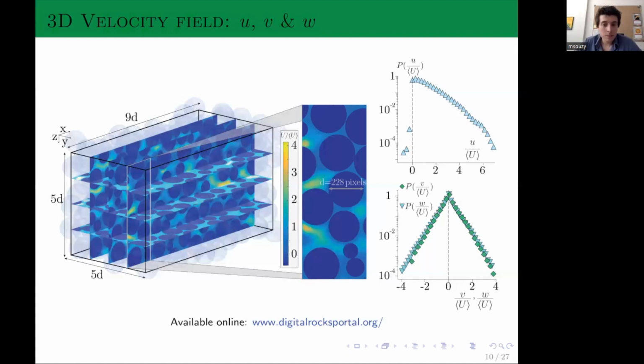And the spatial resolution that we get doing so is such that we have typically 228 pixels within one diameter of a grain. And on the right, as you can see, we get access to the whole velocity distribution, with U being the longitudinal component of the velocity, and in both transverse directions, you see that we have a symmetrically distributed exponential distribution of velocities.